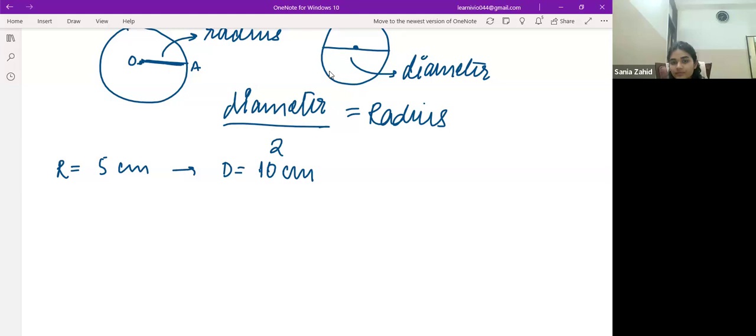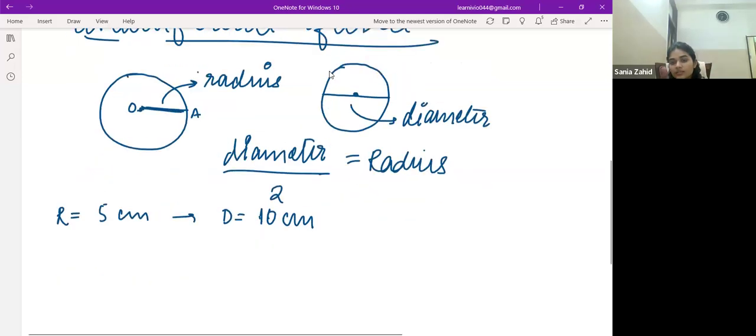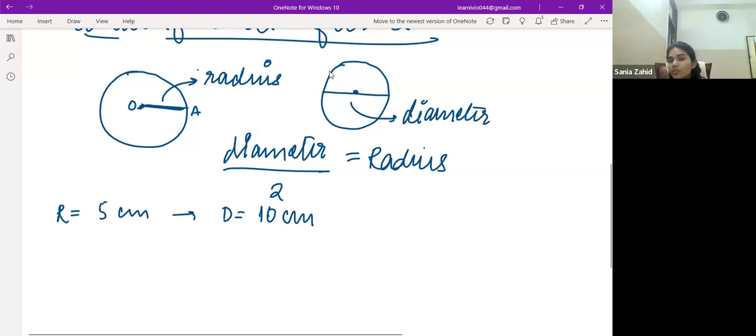Ma'am, how do we get, with what number do we divide? 2 only. You either multiply with 2 or divide with 2. When you have to find the diameter, see, diameter is bigger, so you will multiply with 2. Right? Radius is small. Okay, ma'am. Radius is 5, so diameter will be doubled. So diameter becomes 10 centimeter. Radius will always be 5 centimeter.